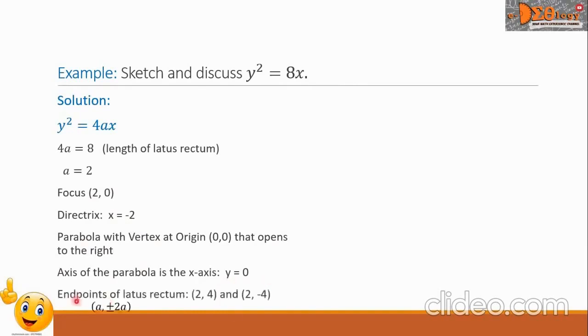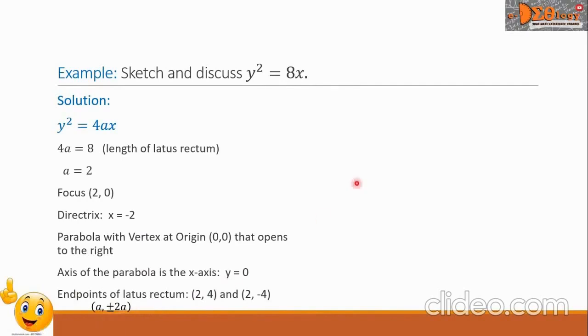Now, for the endpoints of the latus rectum, the points are (2, 4) and (2, negative 4). It comes from our formula that the endpoints of the latus rectum are the points (a, plus or minus 2a).